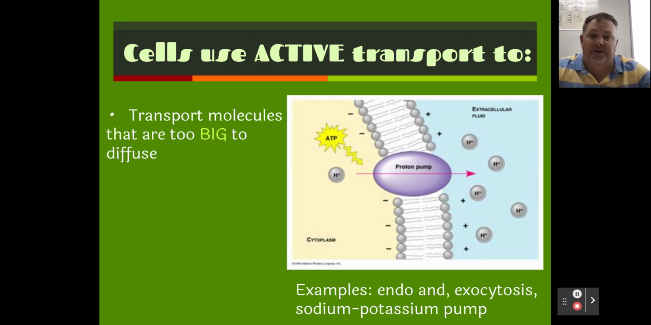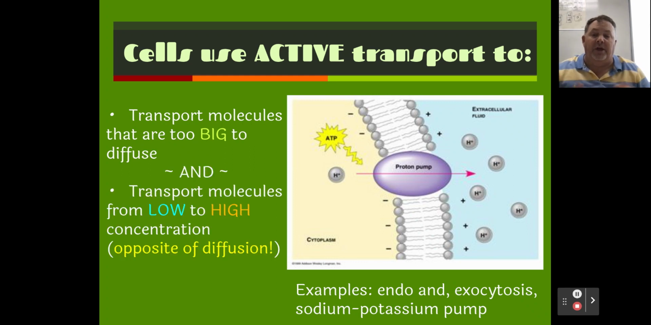Now, that's a big difference. And when we do that, again, it's going from low to high, requires energy. It's like pushing something up a hill, it requires a lot more energy versus going down a hill, which we can think of as no energy required. And going down the hill is like passive transport, active transport is going up the hill.